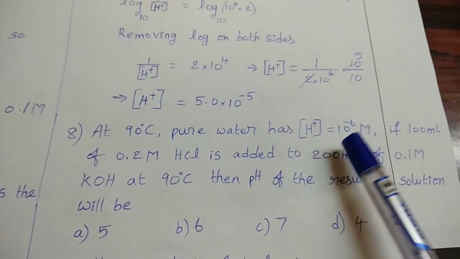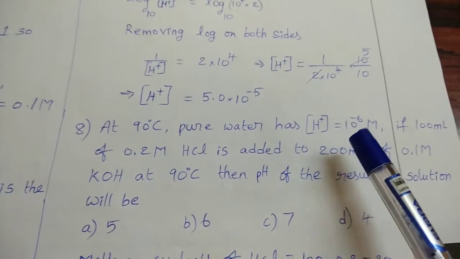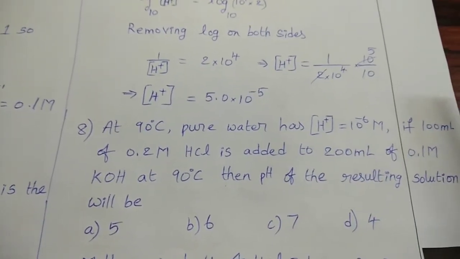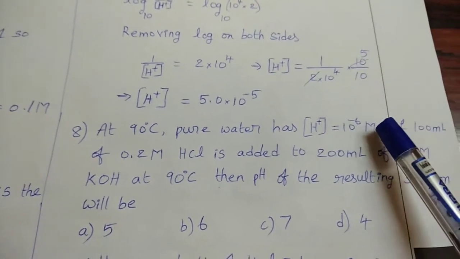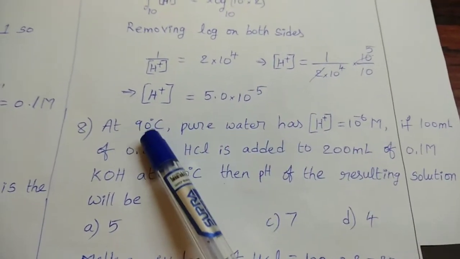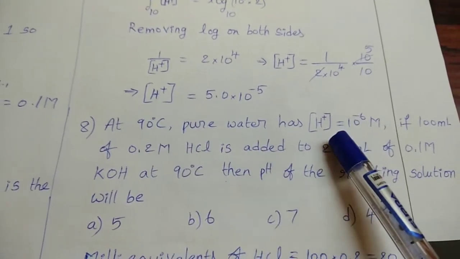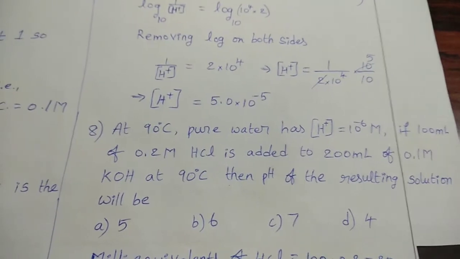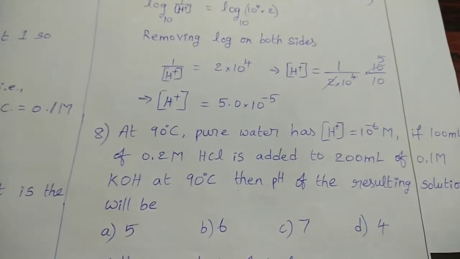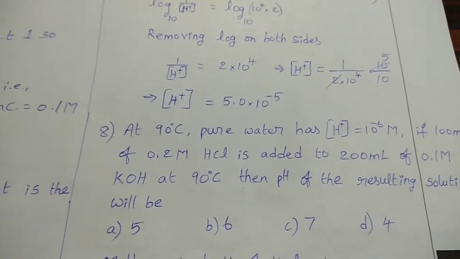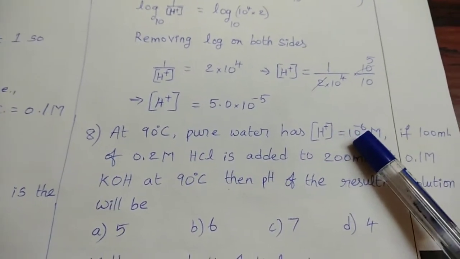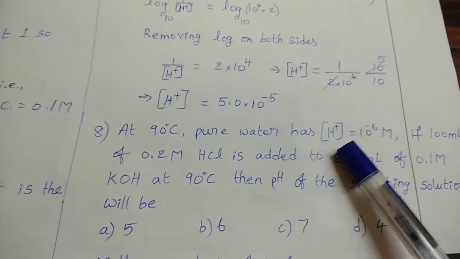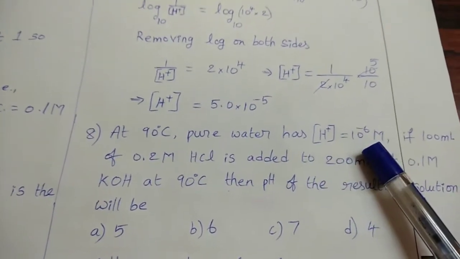This ionization of water changes with change of temperature. Temperature increases, then ionization also increased. More number of H plus ions are formed. That's why at high temperature 90 degrees Celsius, H plus ion concentration is 10 power minus 6. At 25 degrees Celsius, 10 power minus 7. Between 10 power minus 6, 10 power minus 7, this is bigger value. So at high temperature, ionization of water increases. That's why H plus ion concentration is also increased.